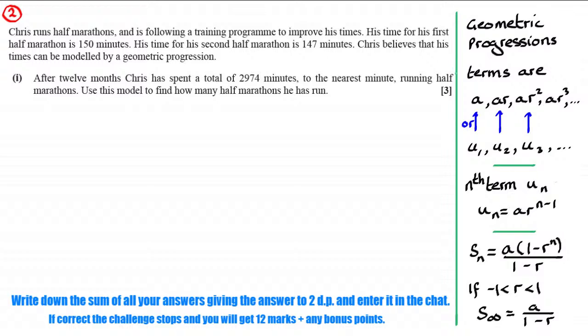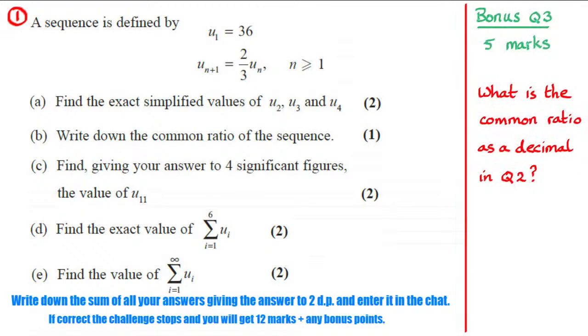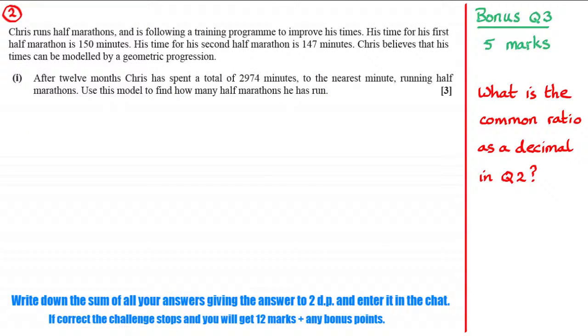Right, I've got another bonus question coming up for you guys. Keep working, but it will come up on the right hand side. And here it is. Bonus question 3, 5 marks. What is the common ratio as a decimal in question 2, which will appear now? What is the common ratio as a decimal in question 2?